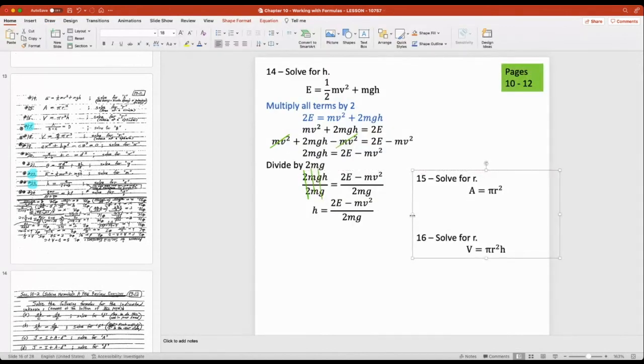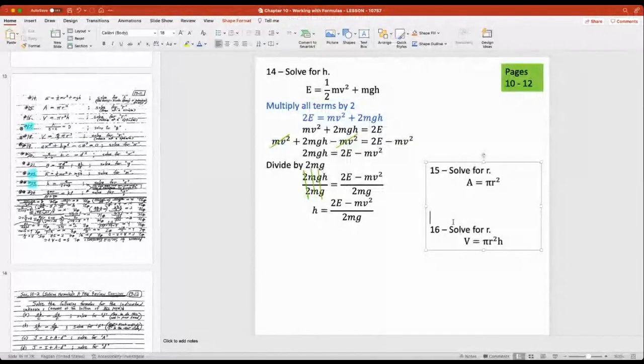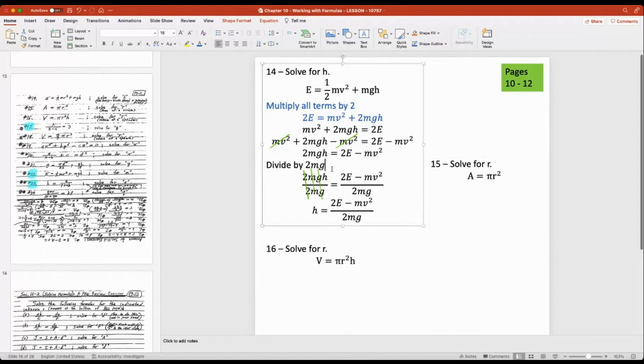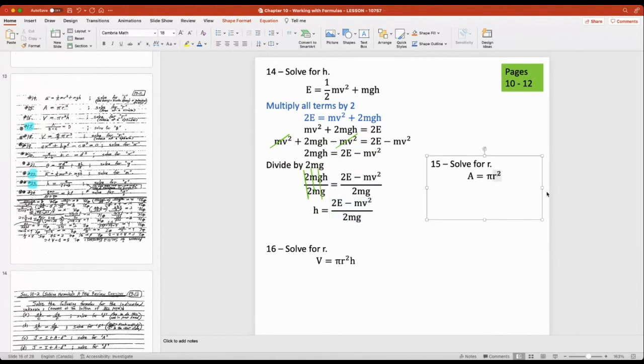I might squeeze 15 in here on the side and then do 16 below. 15 is not that long. We'll just kind of do the questions in that order. If this question 14 made you nervous, this probably will be one of the longer questions that you would see in this chapter. 15 definitely is a lot shorter, I'll tell you that.